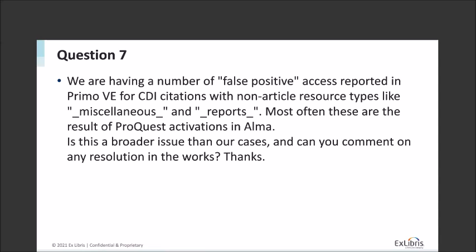We're having a number of false positive access reports in Primo VE for CDI citations with known article resource types like miscellaneous and reports. Most often, these are the results of broadcast activations in Alma. Is this a broader issue than our cases, and can you comment on any resolution in the works?